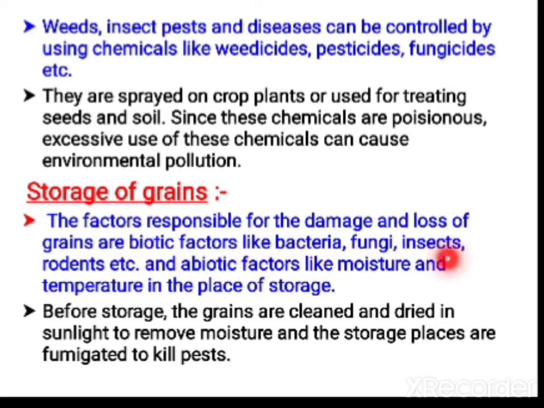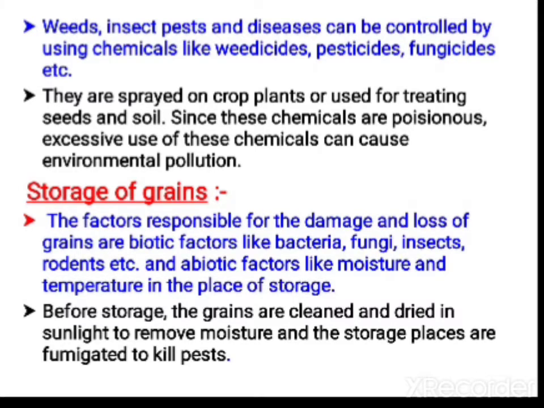The factors responsible for the damage and loss of grains are bacteria, fungi, insects, rodents, sometimes rats and squirrels. They eat and damage the food grains. And abiotic factors are moisture and temperature. For example, if you are storing grains, they have to be stored in a bottle. When the bottle is wet, in which you are storing the dry grains, what will happen? The grains will be wasted. They may get fungal infection, so the longevity of the grain storage time will be reduced.